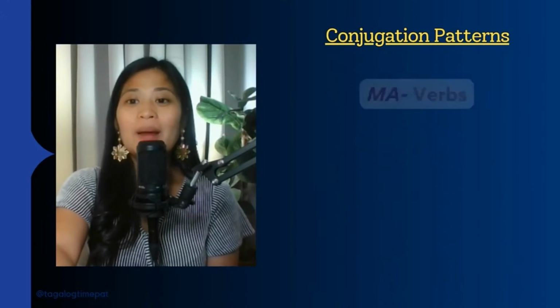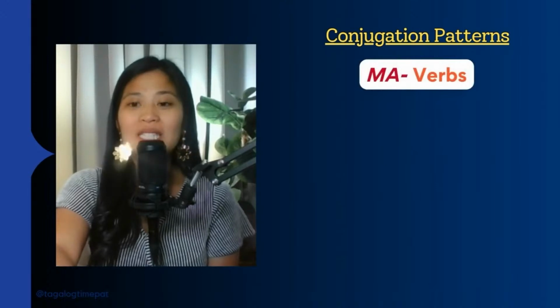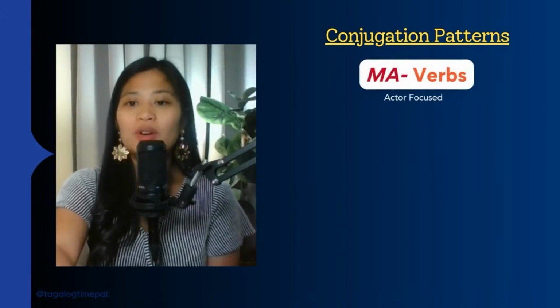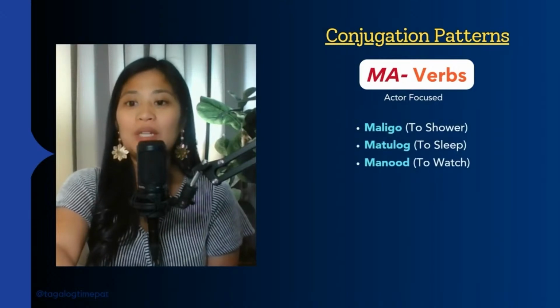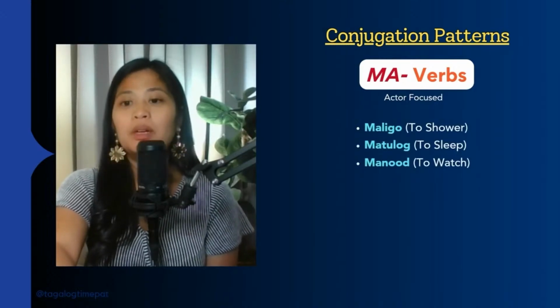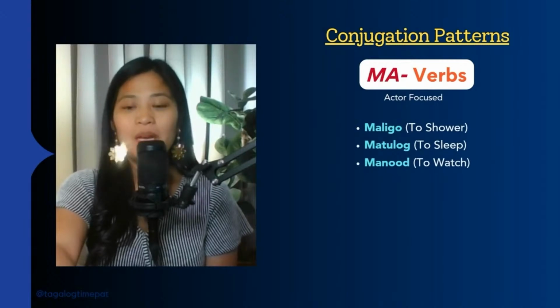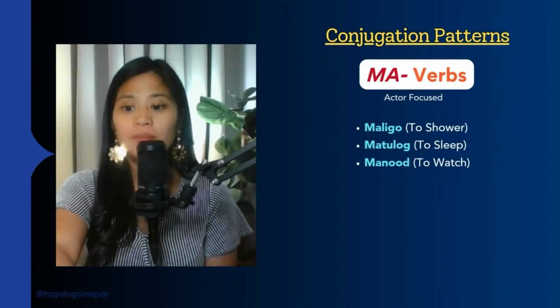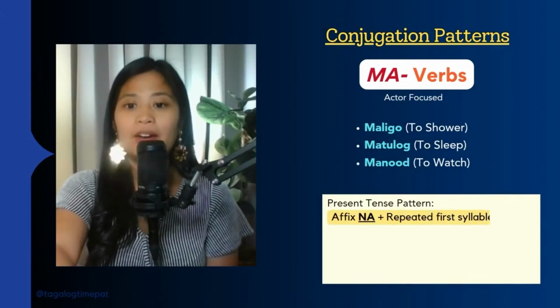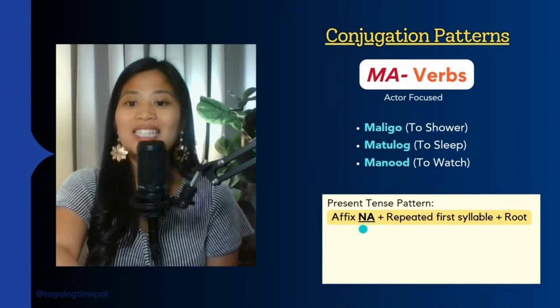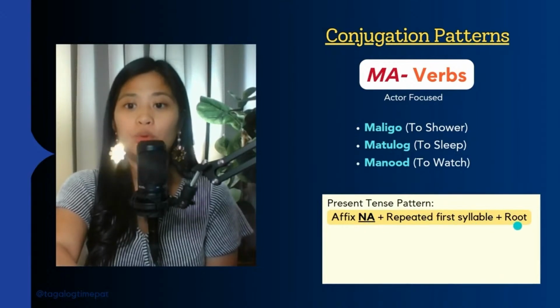Let's take a look at ma verbs. They are very similar in their pattern. These are usually actor focused, and here are some examples. Maligo, to shower. Matulog, to sleep. Manood, to watch. In the present tense, if you want to conjugate a ma verb, here's the pattern. Now the affix is na, then it's the repeated first syllable and then the root.